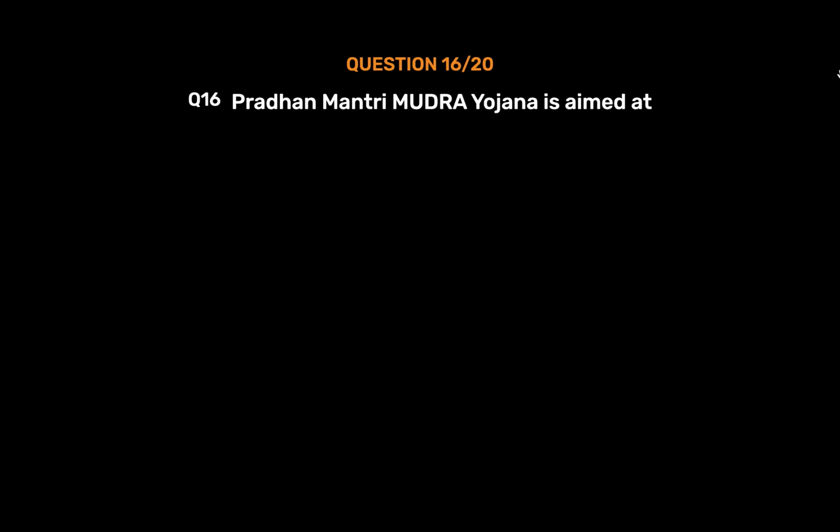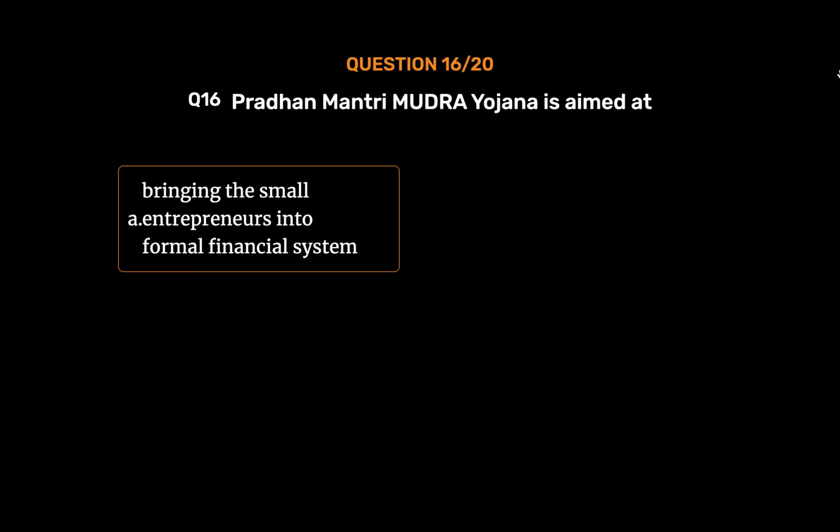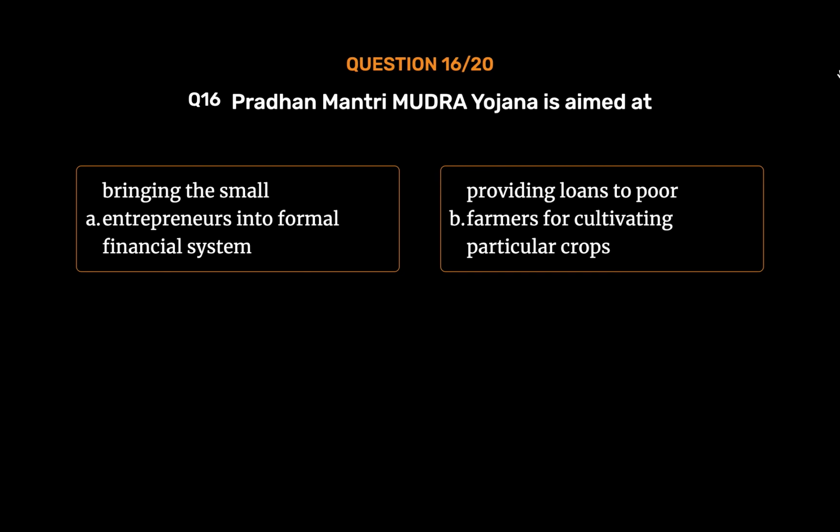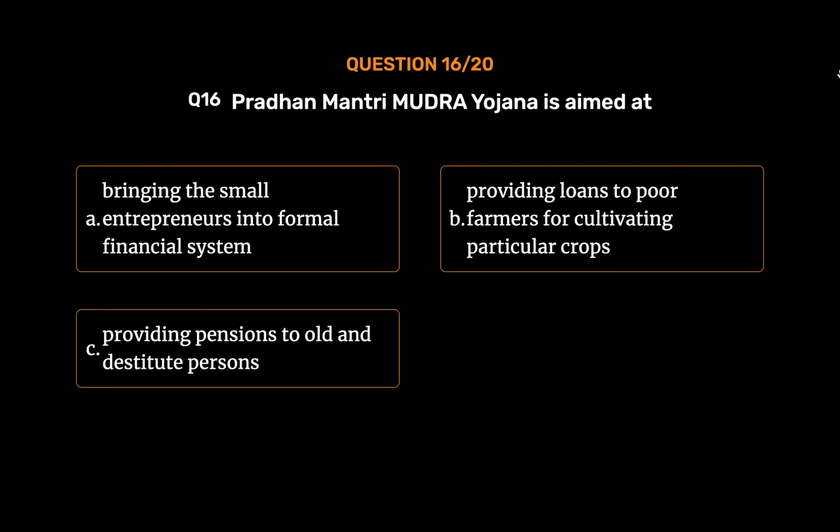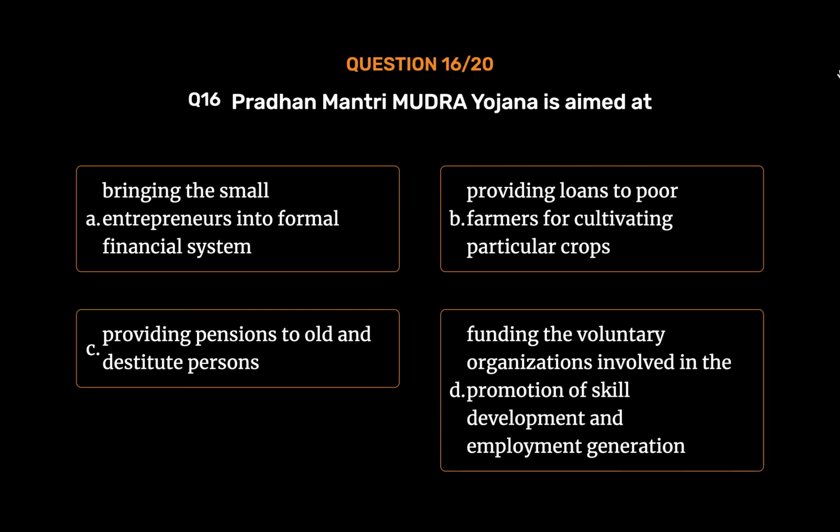Question number 16. Pradhan Mantri MUDRA Yojana is aimed at: Option A, bringing the small entrepreneurs into formal financial system. Option B, providing loans to poor farmers for cultivating particular crops. Option C, providing pensions to old and destitute persons. Option D, funding the voluntary organizations involved in the promotion of skill development and employment generation. The correct answer is Option A, bringing the small entrepreneurs into formal financial system.